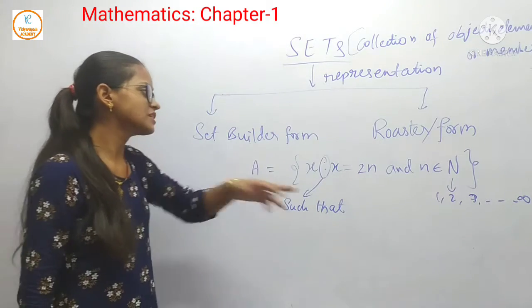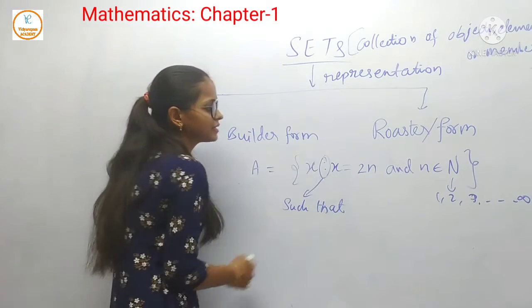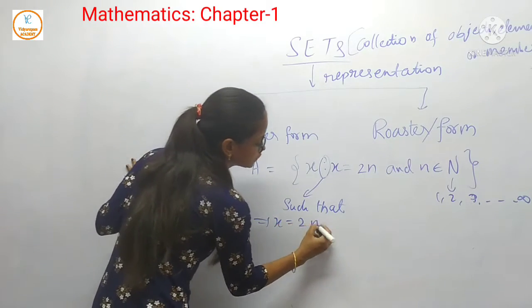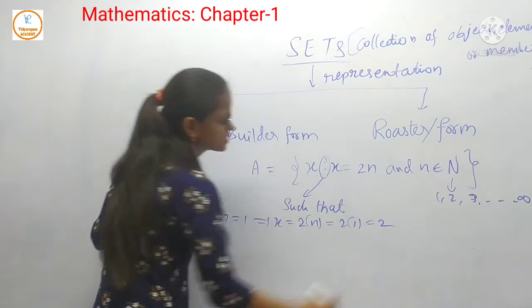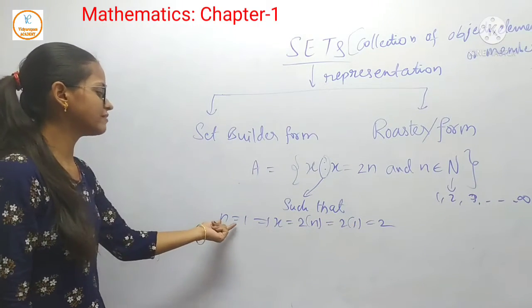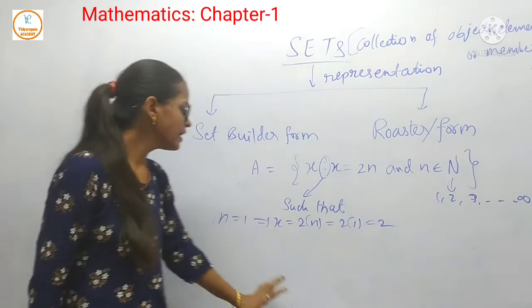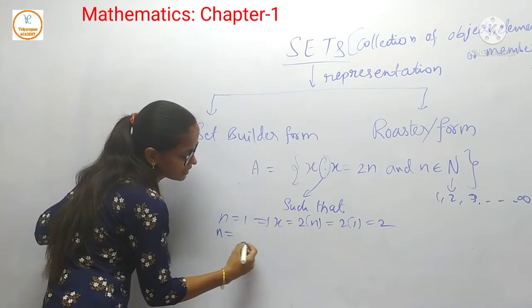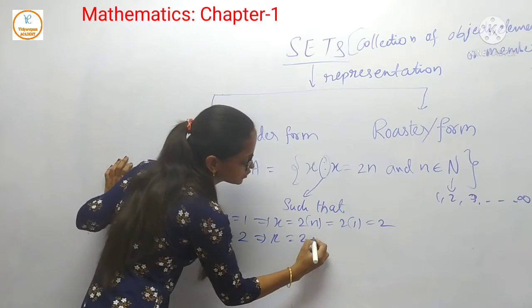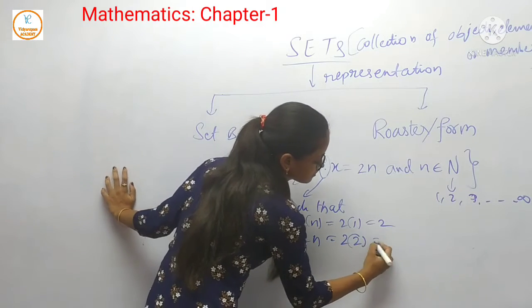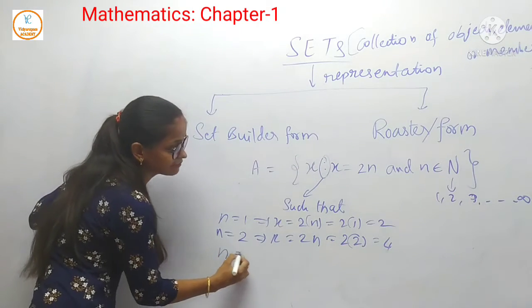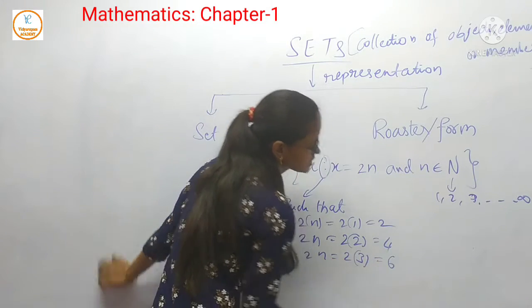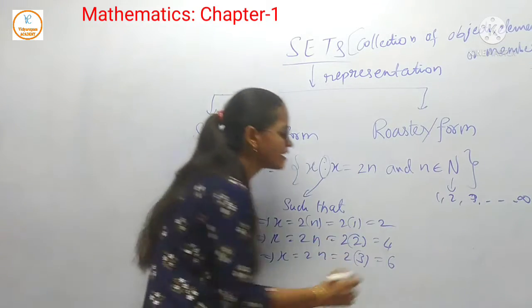And what about this condition? Let us take n equal to 1. If n is equal to 1, then x is equal to 2 into n, which is 2 into 1, is equal to 2. Isn't it? I just took the n value as 1 because natural numbers start from 1, and substituted 1 in place of n. I got 2. If I consider the next natural number, 2, then x is equal to 2n, which is 2 into 2, is equal to 4. Similarly, if I take n as 3, then x is 2 into 3, is equal to 6. These are the values for x.